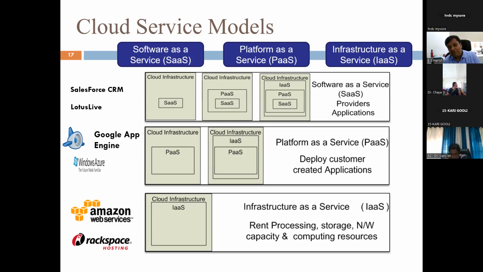The second one is platform as a service, where you have various platforms, like Windows, Macintosh, or Linux. There are so many different types of software platforms available, and you need not keep installing new platforms as you wish. Instead, you can just log in from your laptop to the cloud services and use any required platform.